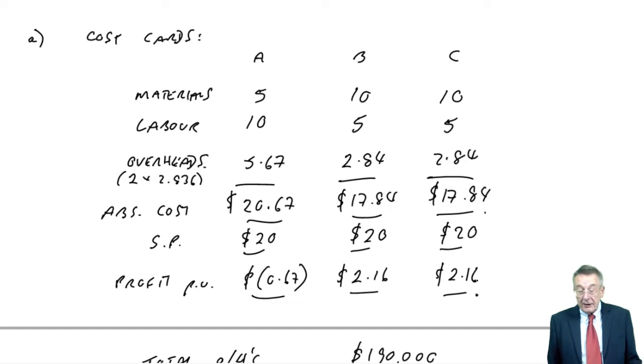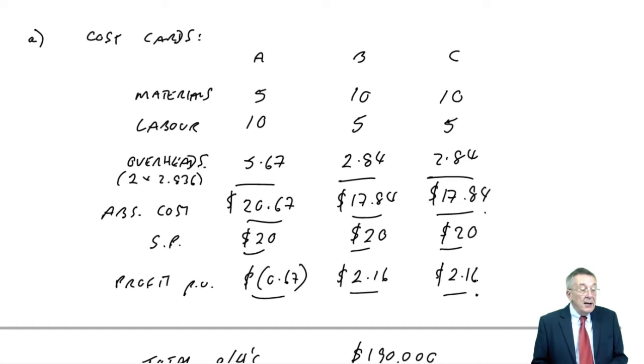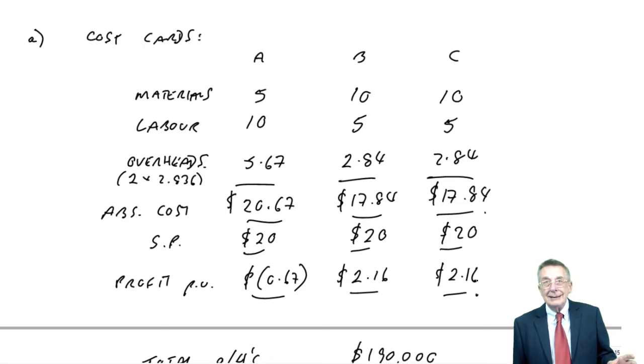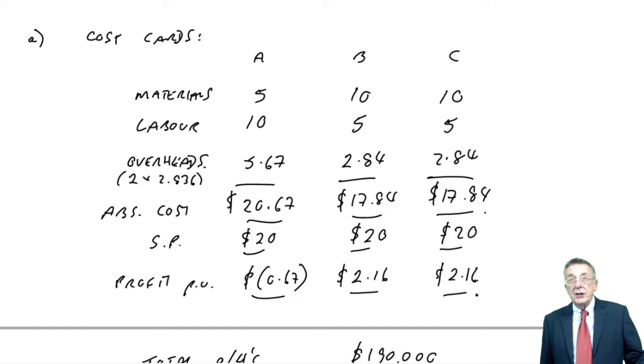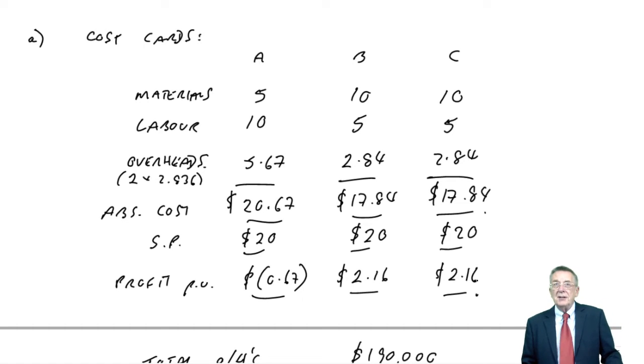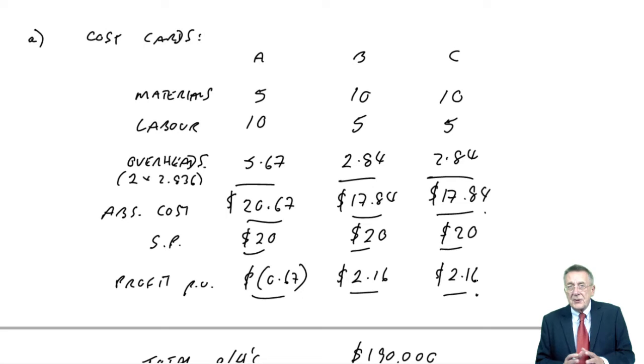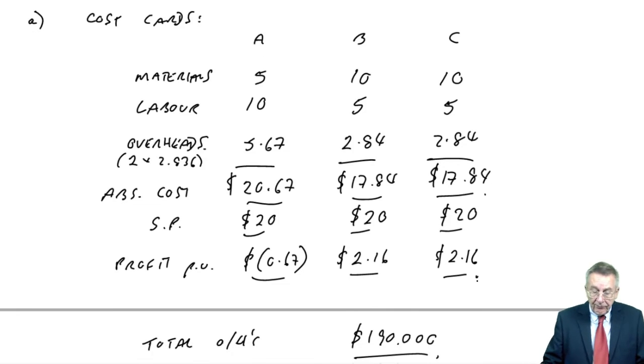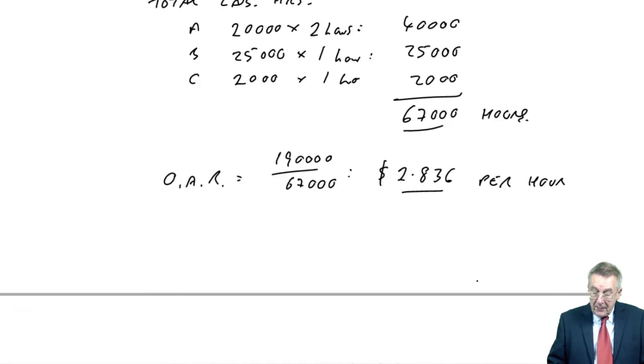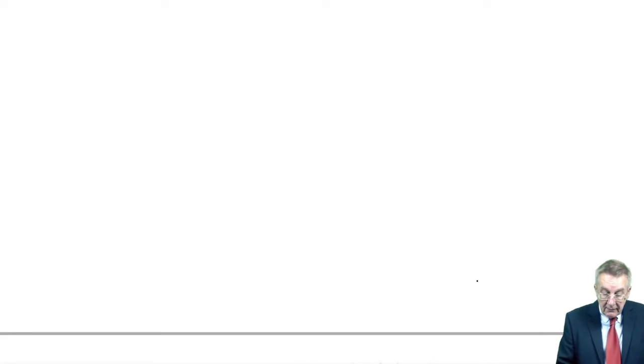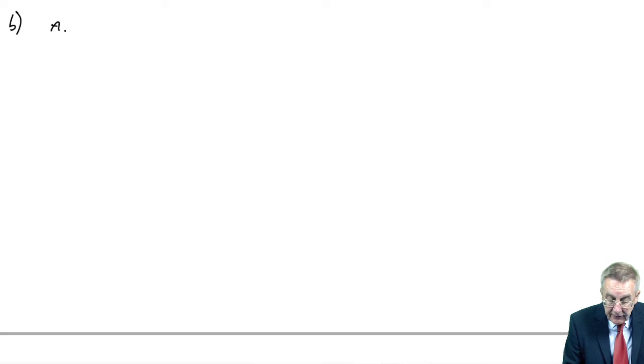With absorption costing, I beg your pardon, with activity-based costing, we're still going to absorb, we're still going to charge the overheads, but instead of just looking at them in total, we'll look at each separate overhead and absorb it, charge it in whatever seems the fairest, the most sensible way in each case. So let's go straight into part B, which is the full activity-based costing.